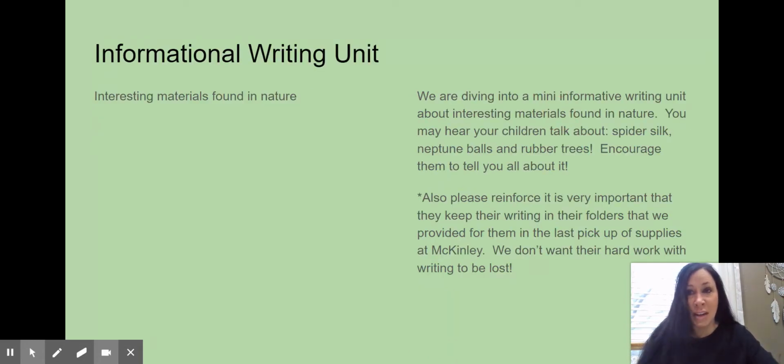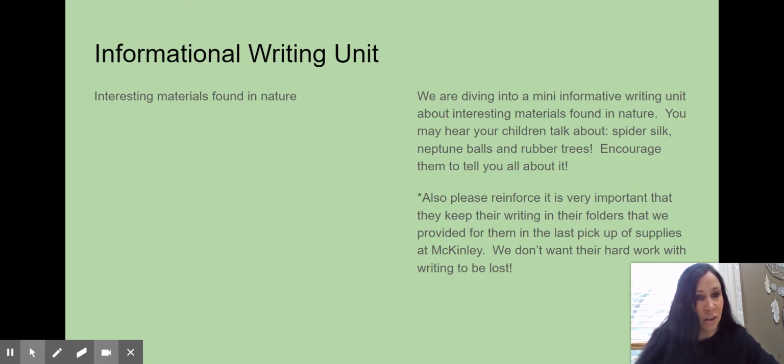We're also starting an informational writing unit, and it's about interesting materials found in nature. I just wanted to make you aware of this in case you hear your children talking about some of these things at home. They might be talking about rubber trees, spider silk, or Neptune balls. Encourage them to talk about those things with you and let them tell you what those things are.